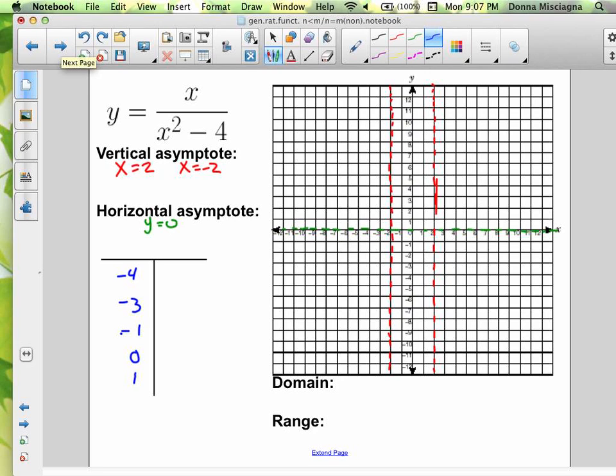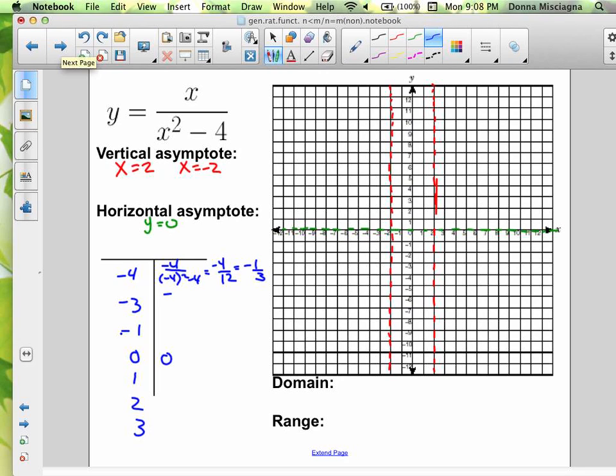Fortunately, we've got 2 integer values, and we actually already know one of those because when x is 0, y was 0. And then we're going to need 2 values that are greater than the larger vertical asymptote, so 2 and 3. All right? And so we'll plug those in. So we have -4 divided by -4 squared minus 4. So that's going to be -4 divided by 16 minus 4. 16 minus 4 is 12, and that reduces to -1/3. I'm going to do a little bit of this in my head, but I'll vocalize what I'm doing. And if you have any questions, just let me know.